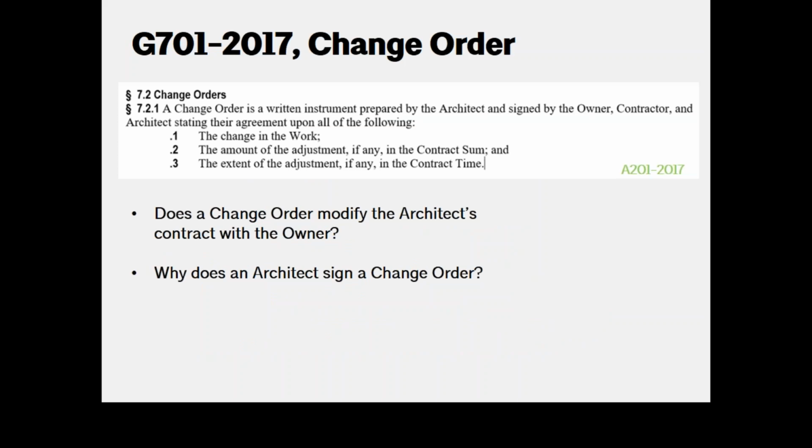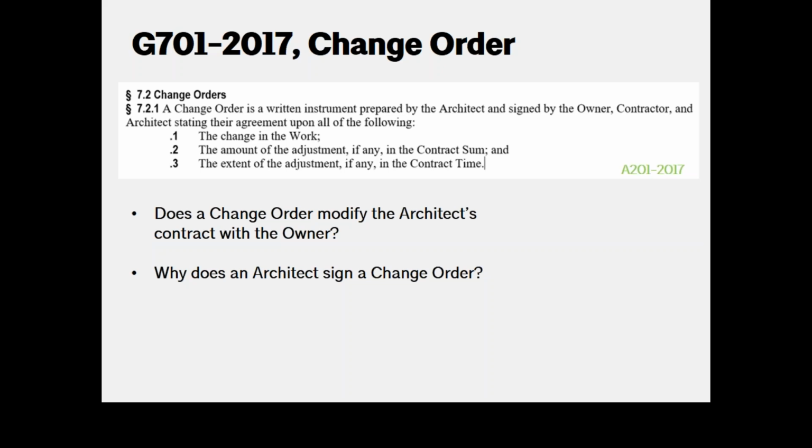First, I think most people in the construction industry are familiar with what a change order is. It is a written instrument provided by the architect and signed by the owner, contractor, and architect, stating their agreement upon changes in the work, the amount of adjustment of the contract sum, and the extent of the adjustment of the contract time.